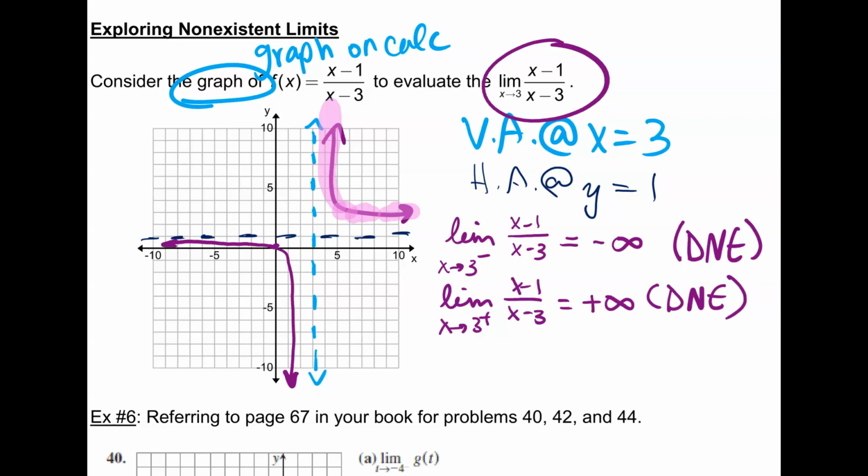So remember, our goal for this problem is to find what the limit is as x approaches 3. Well, we found the left side, we found the right-hand side, and now let's get to the actual limit itself. So the limit as x approaches 3 of x minus 1 over x minus 3 just does not exist because I'm not approaching the same number.